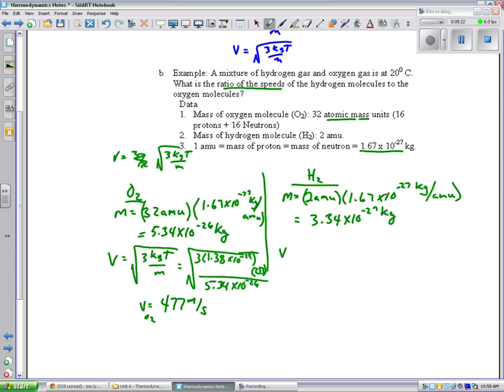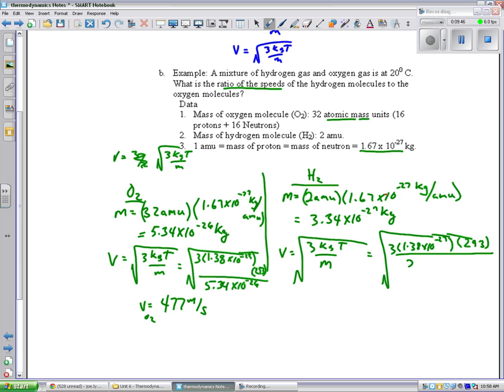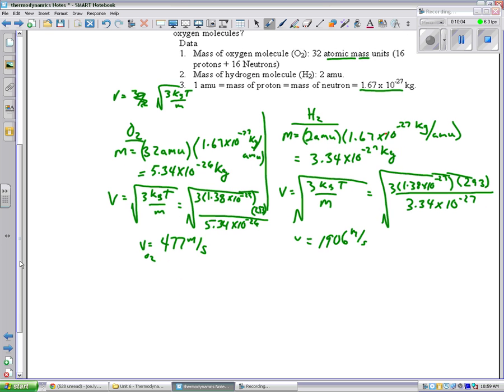Then I'm going to plug into the velocity equation here. So it's 3 times 1.38 times 10 to the minus 23rd times the temperature, 293, divided by the mass we just found, 3.34 times 10 to the minus 27th. When I do that, I end up with a velocity of 1906 meters per second. So the hydrogen being lighter is traveling faster, because that's the velocity of the hydrogen.